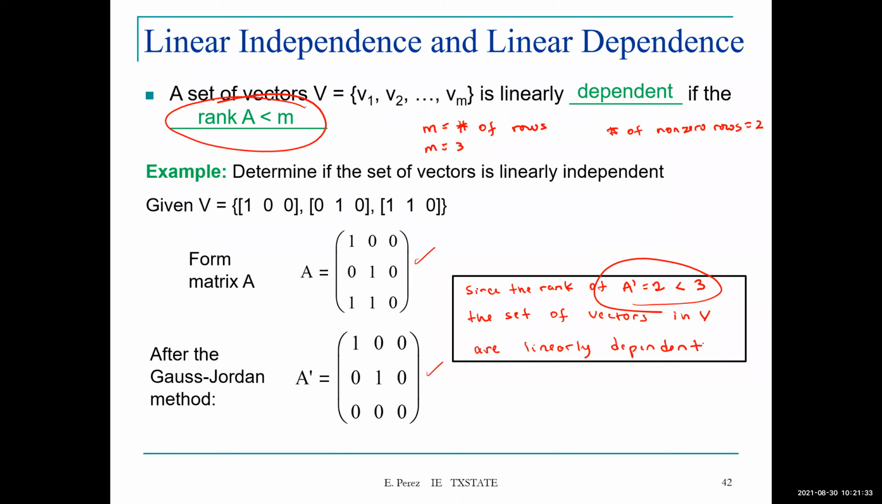So in this case, we have m equals 3 for A. After solving the Gauss-Jordan method, we find the rank of the matrix, which is the number of non-zero rows for A prime. That's 2. We compare those numbers. We found out that the rank of A, which is 2, is less than the number of rows, 3. So that means that that set of vectors, B1, B2, and B3, are linearly dependent. Questions?